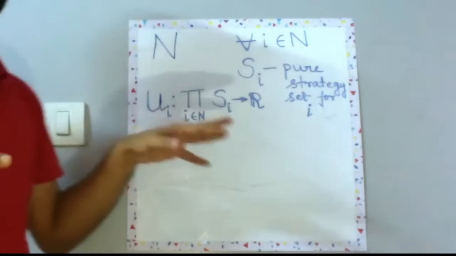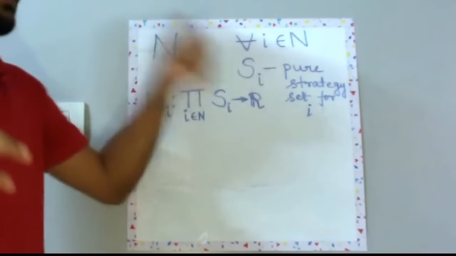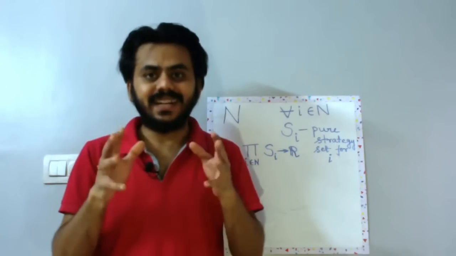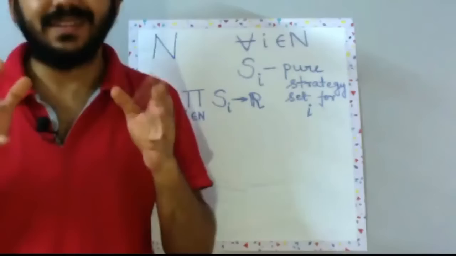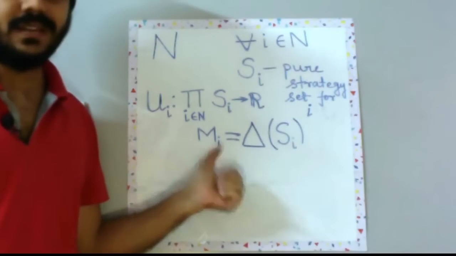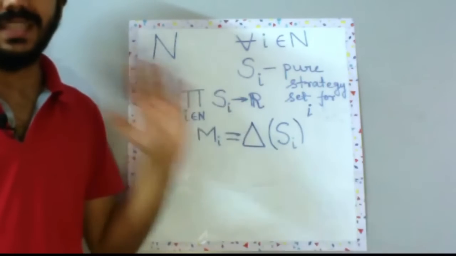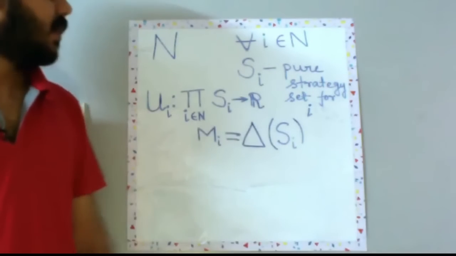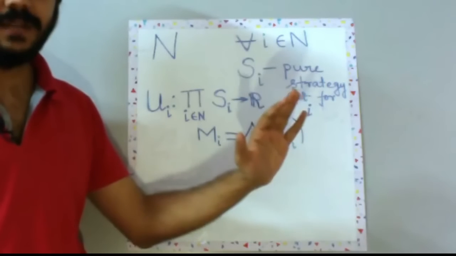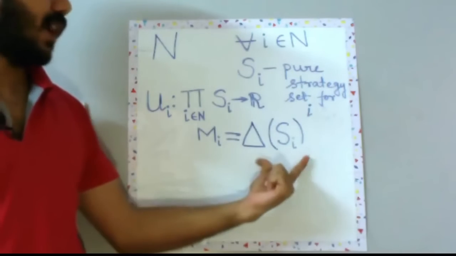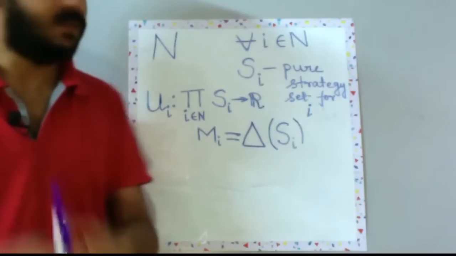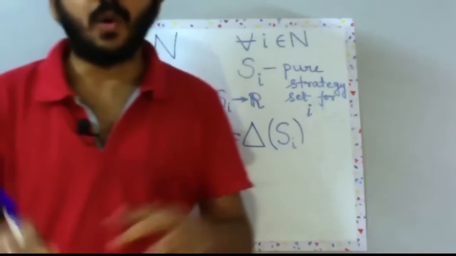For mixed strategy, we do not have capital S_i, but what we do have is delta over capital S_i. This can also be referred to as capital M_i, just for the sake of easy algebra. So we have capital S_i for pure strategy games and delta over capital S_i, or capital M_i, for mixed strategy games. Now what exactly is delta over S_i?